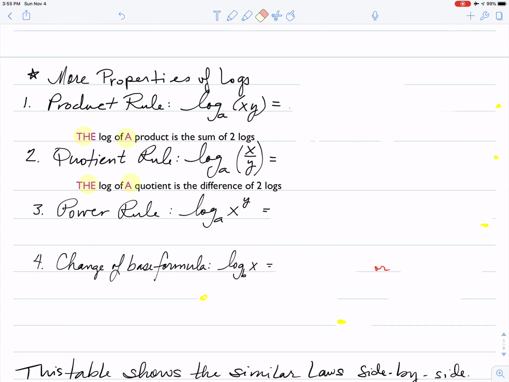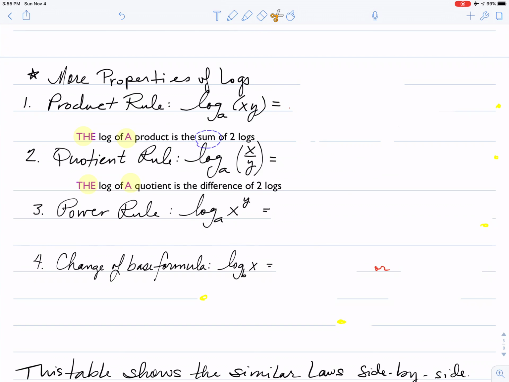So the very first property that we're going to look at is the product rule. And you can see I've got the English version of the statement typed out below that. The log of a product. So you can see here that I have right now a single log, and I'm taking that log of a product, two things that are being multiplied together. And then the next big word here is the word is, which is just simply my equal sign. So the log of a product is the sum.